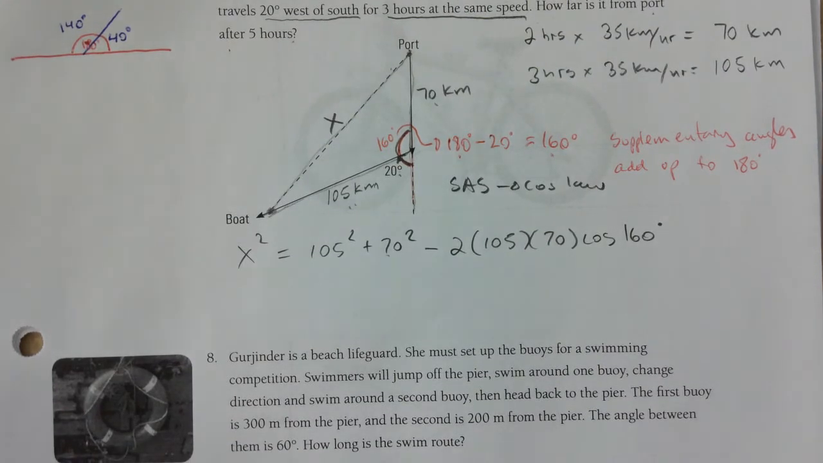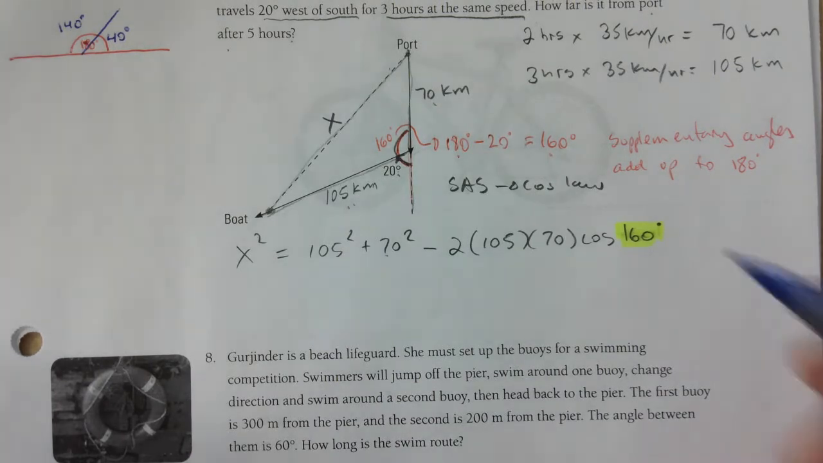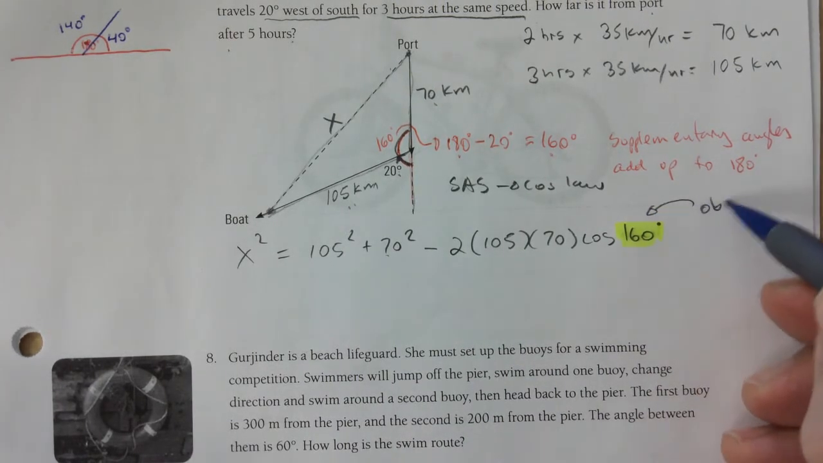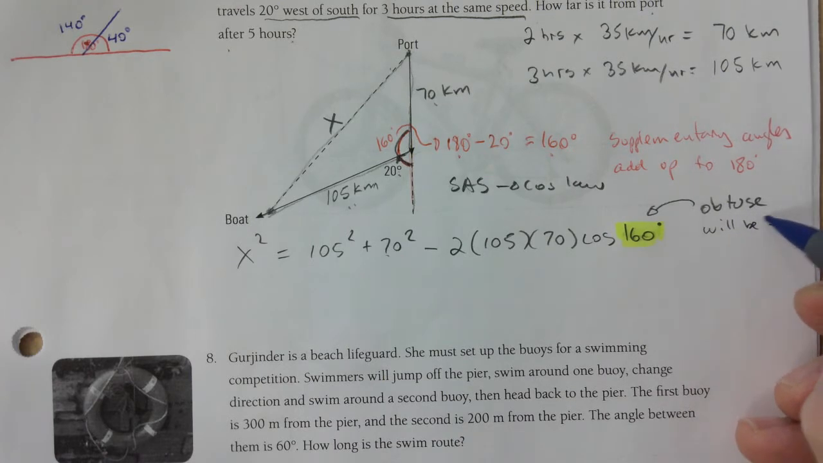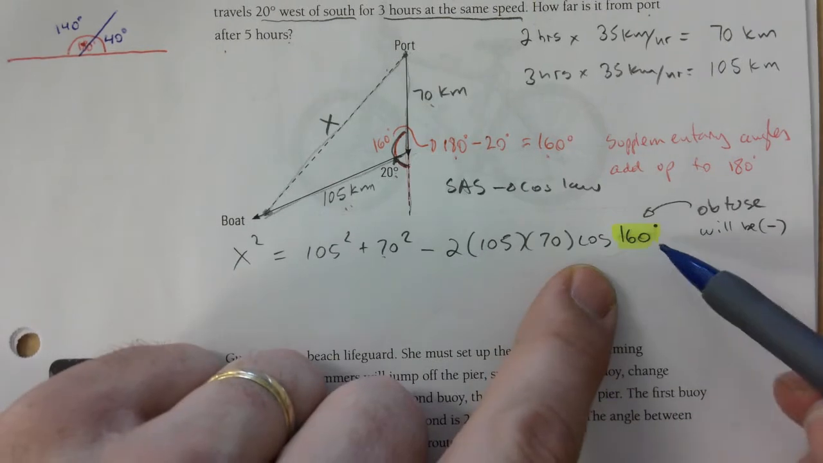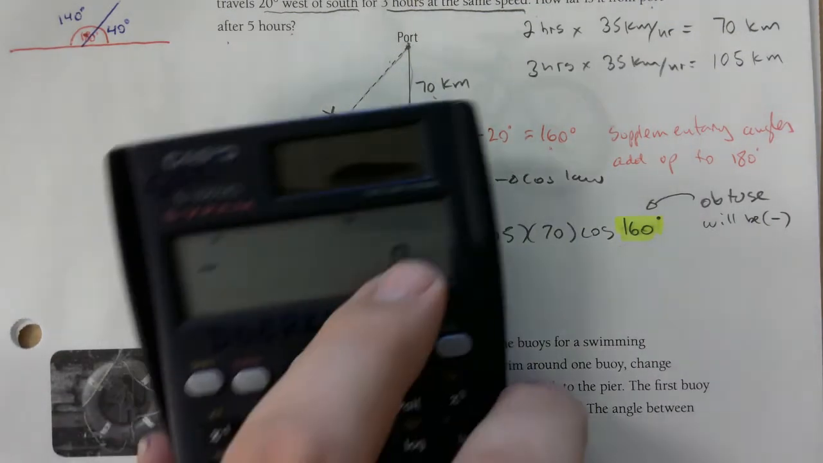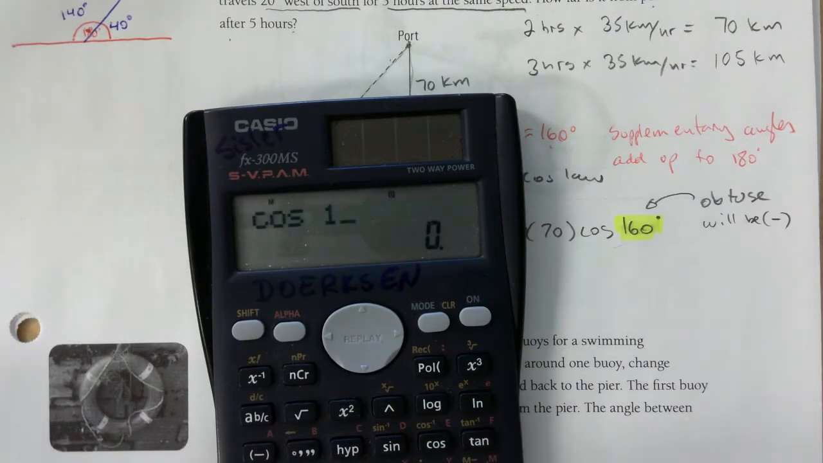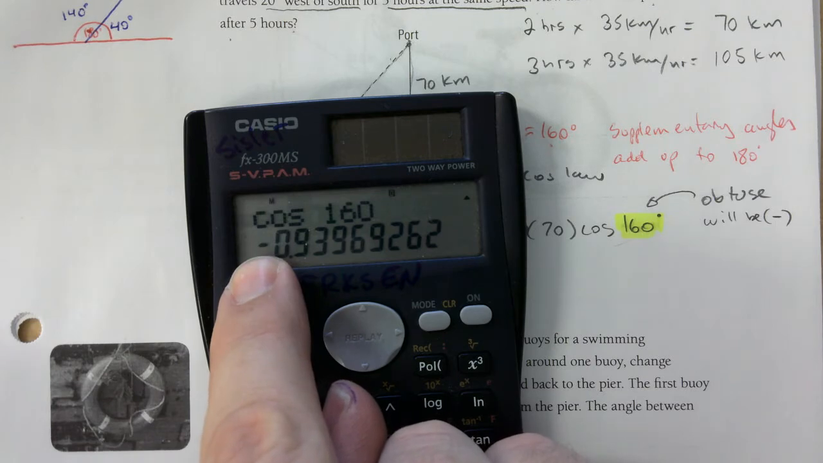And one thing we know is that cosine of 160, right? That's obtuse. It will be negative, right? If you type in cosine of 160, why don't you go ahead and do that? I don't know what it is, but I can guarantee you that it's going to be negative. So if you go cosine of 160, there's that negative sign in front of it, right? That's what I just want you to know. Always be aware of that.